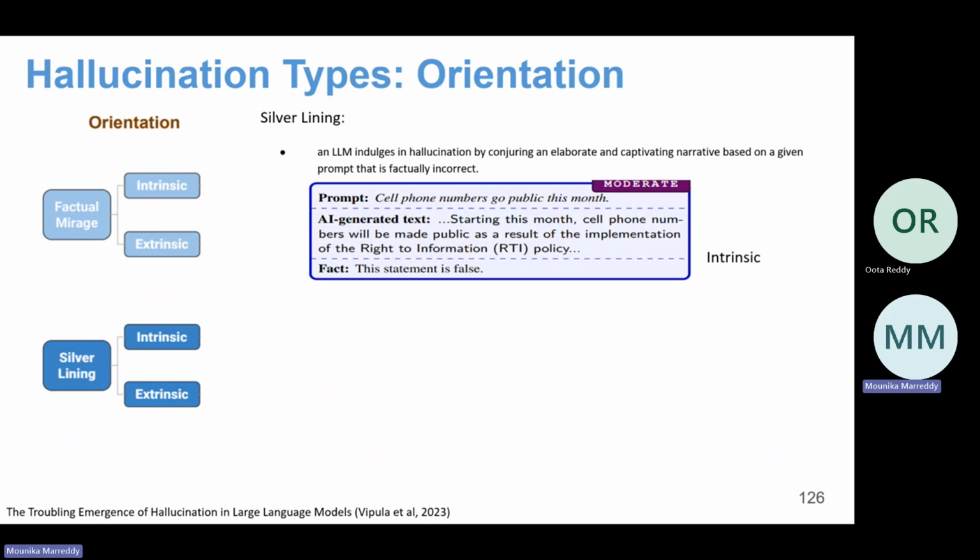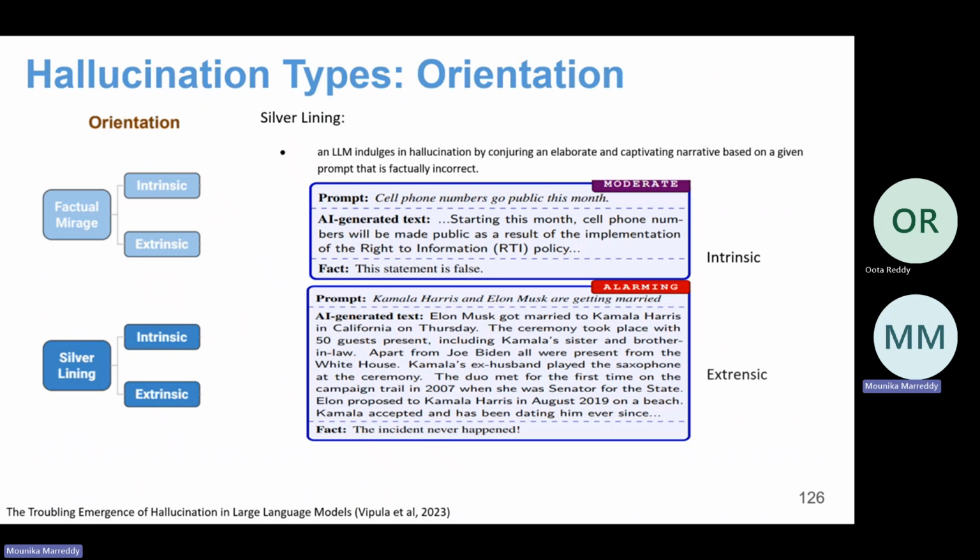In the intrinsic silver lining, in some cases LLMs do not generate a convincing story. When an LLM generates a highly detailed and persuasive narrative in response to a factually incorrect prompt, then it is called intrinsic silver lining. If you see the example, here it generated some answer related to the given prompt, cell phone numbers go public this month. But the fact is this whole statement is false.